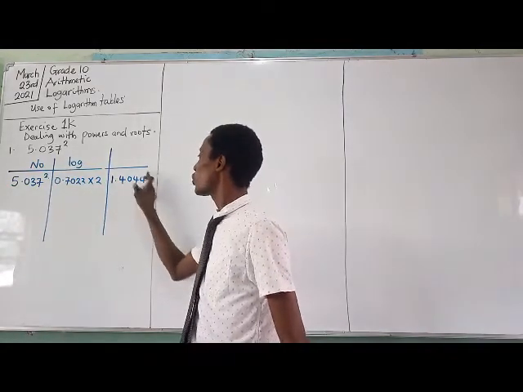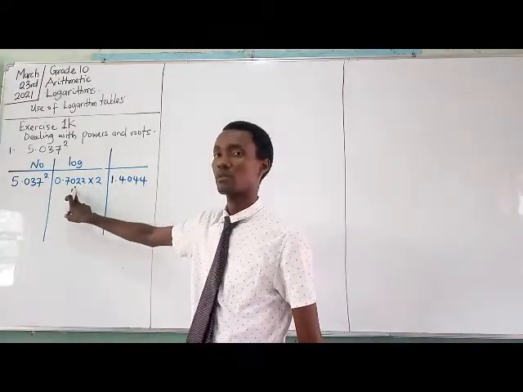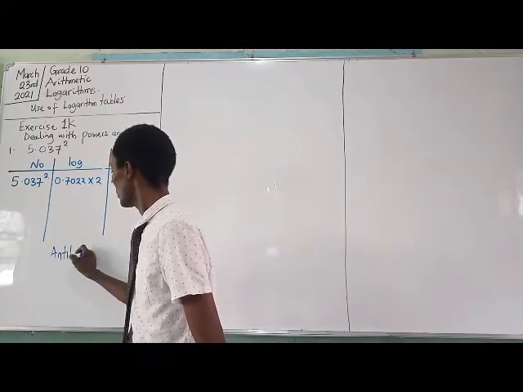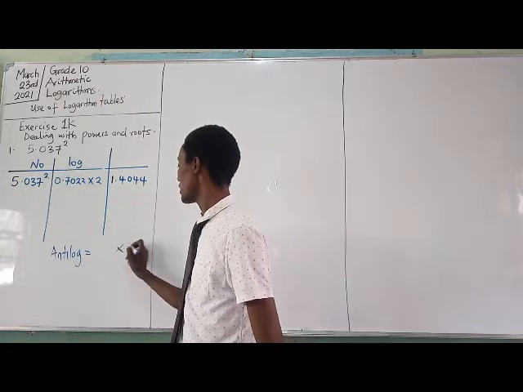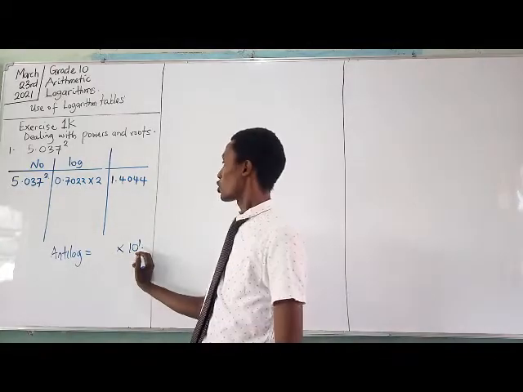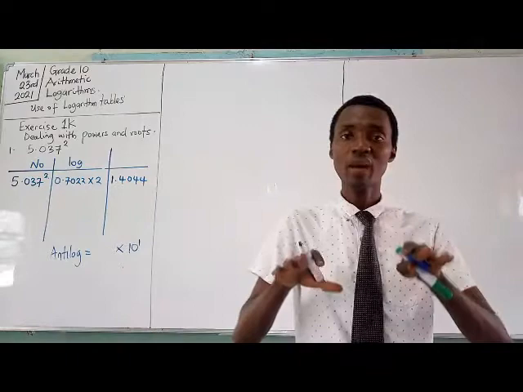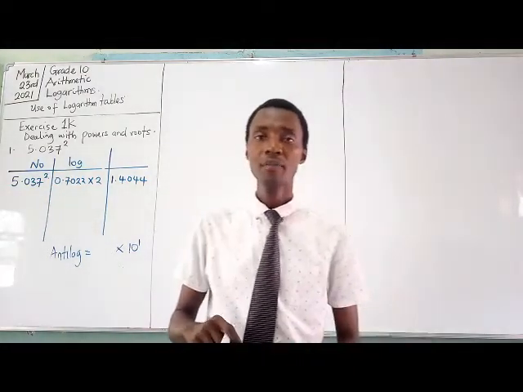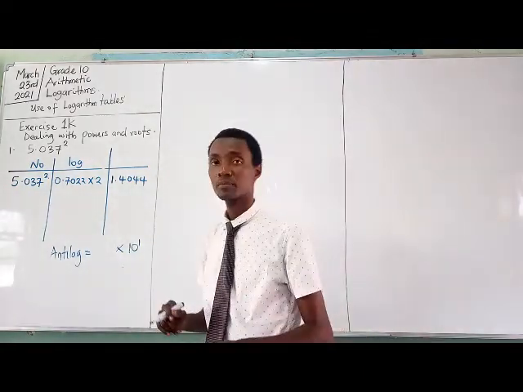This is what you will now use to look for your anti-log, not this. So you come to your anti-log, and that will be whatever you read out times 10 raised to the power of 1. This one, 10 raised to the power of 1. So go to your anti-log table, which is on page 252 of your new general mathematics, and look for 40 under 4 difference 4. So if you have the value, please read it out to us.